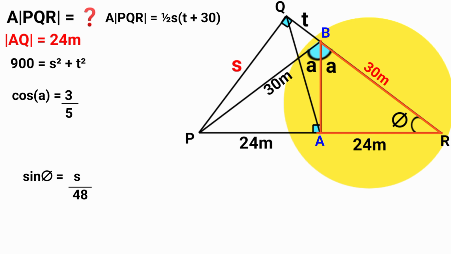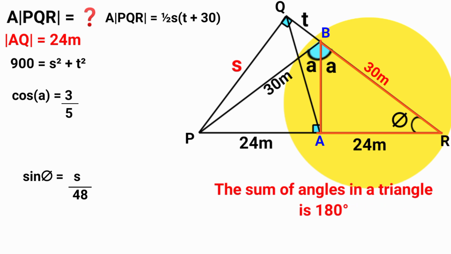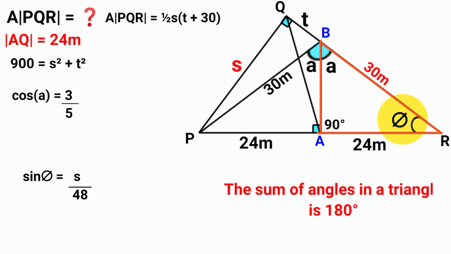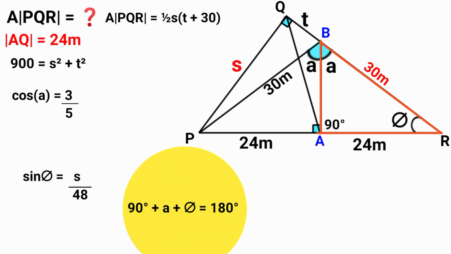We come to this triangle. Based on the rule that the sum of angles in a triangle is 180 degrees, the sum of this 90 degrees, this A and this theta, must be 180. So 90 plus A plus theta equal to 180 degrees. Take 90 and A to the right. So theta equal to 180 degrees minus 90 degrees minus A. 180 minus 90 is 90. So theta equal to 90 degrees minus A.